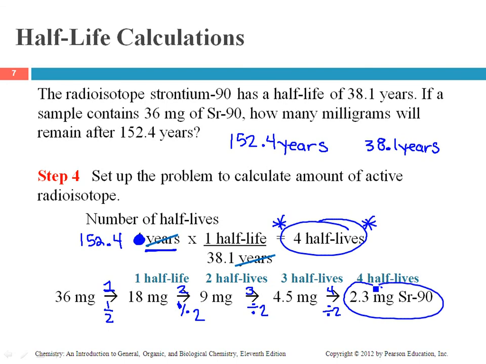So the main thing is you have to come up with the number of half-lives. Here we have 4, based upon what we know our half-life is and how many years total we want to be looking at. And then you just take your original sample and divide it 4 times by 2.